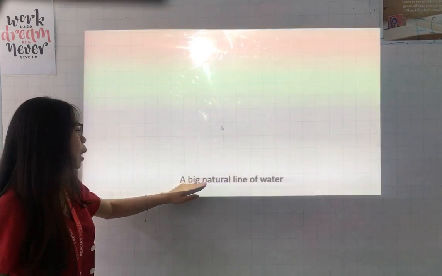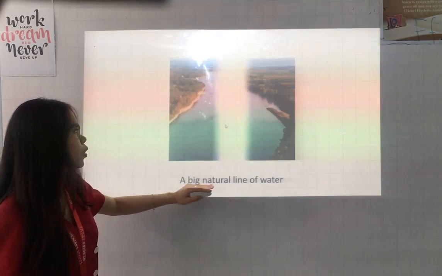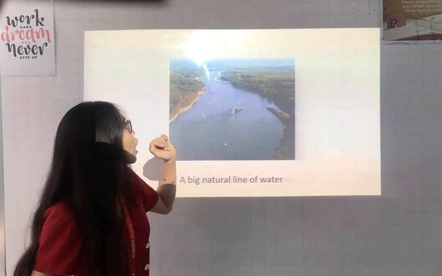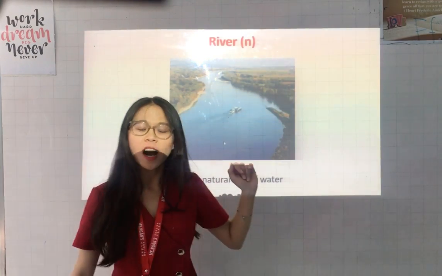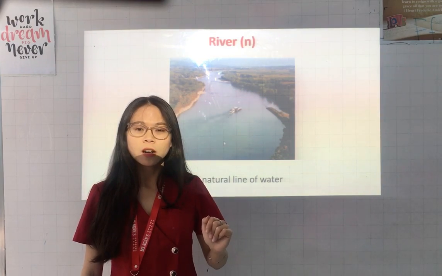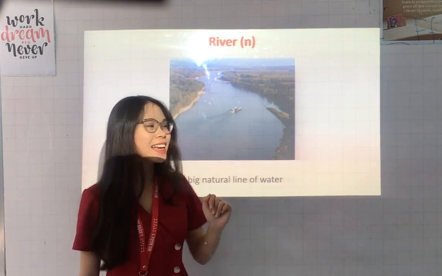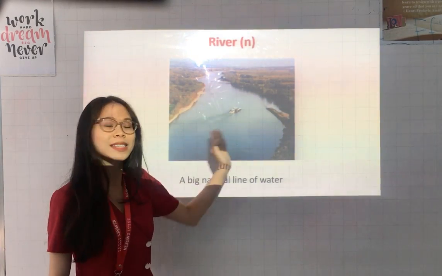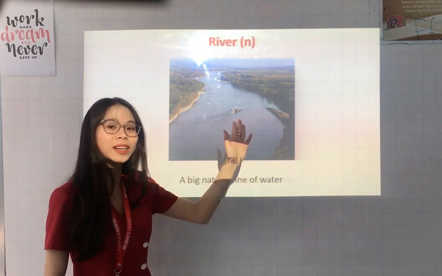Next one. A big natural line of water. Here, the line of water. So we say river. One more time. River. Okay, so it is the natural line of water. We can see water here flow in a line.